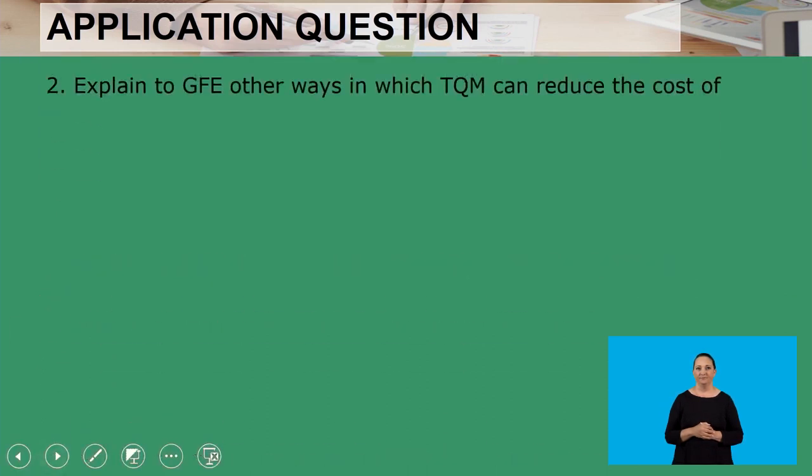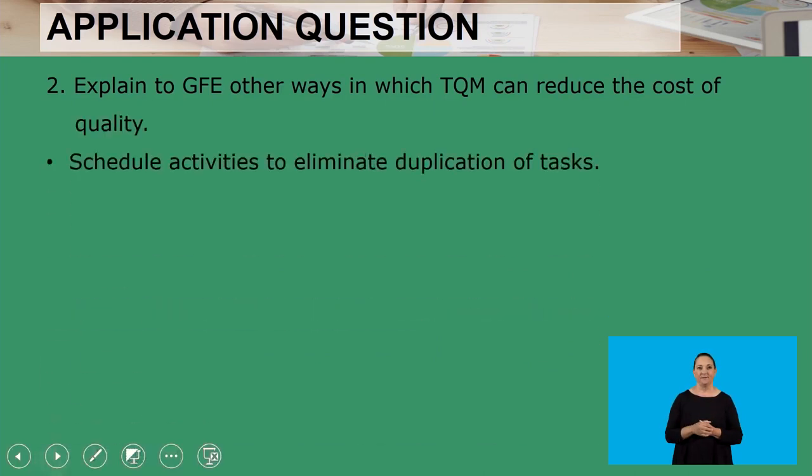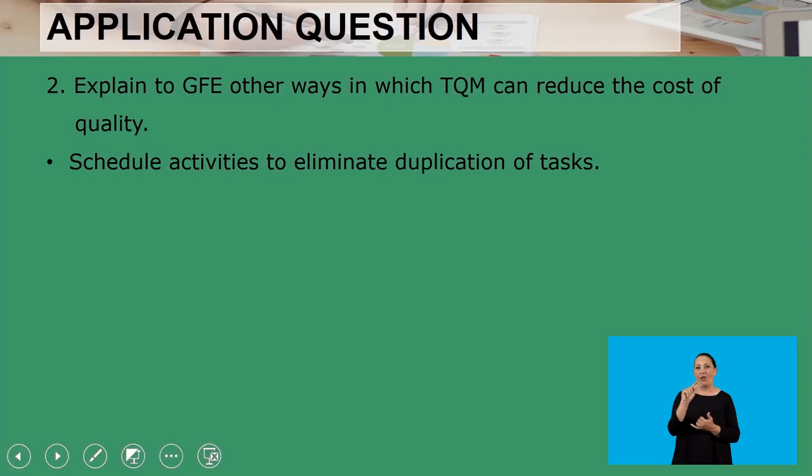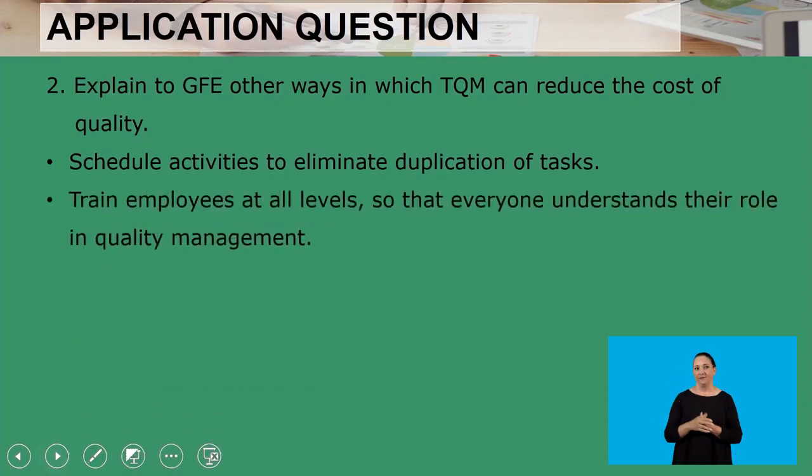Now, we move to explaining other ways. So explain to Grow Fast Enterprise other ways. Here you're expected to explain other ways in which they can reduce the cost of quality besides the ways that are in the scenario. And this is for you to know that some aspects should not be repeated. Whatever was quoted in the scenario should not be repeated. So scheduling of activities to eliminate duplication of tasks. Number 2, training employees at all levels so that everyone understands their role in quality management.